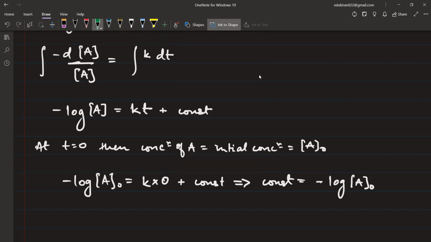Did you understand this? Please tell me. Did you all understand this? The constant will be minus log of A naught. Yes or no? Please tell me, guys. Yes, sir. Okay? It was like last time.